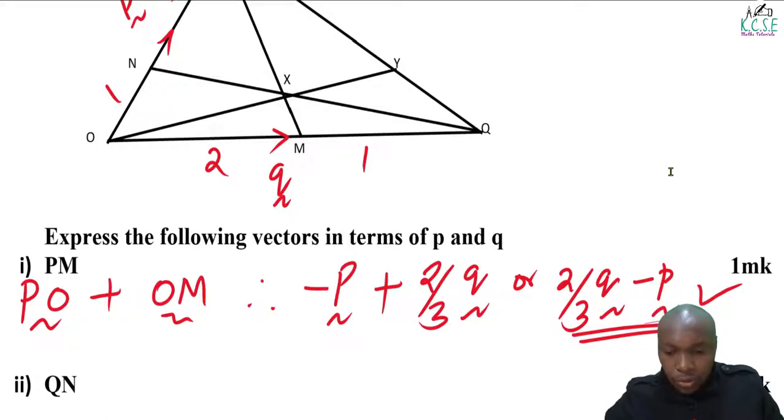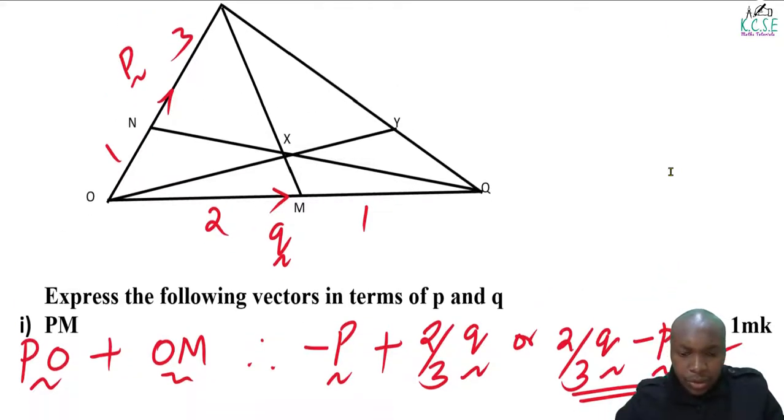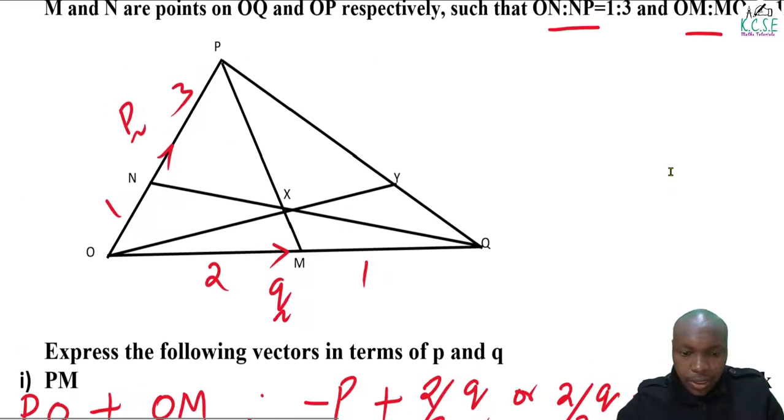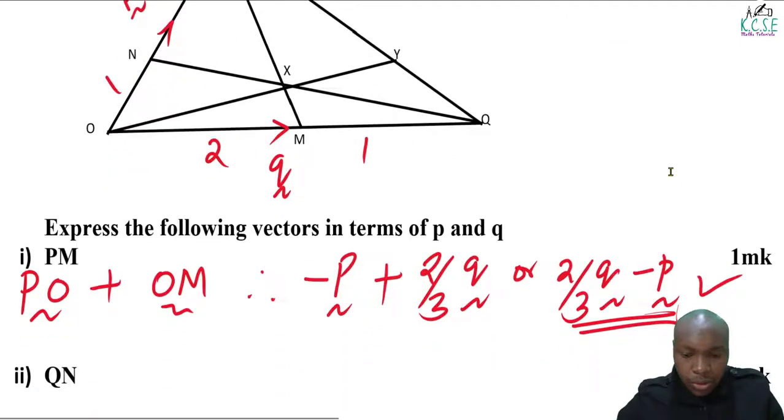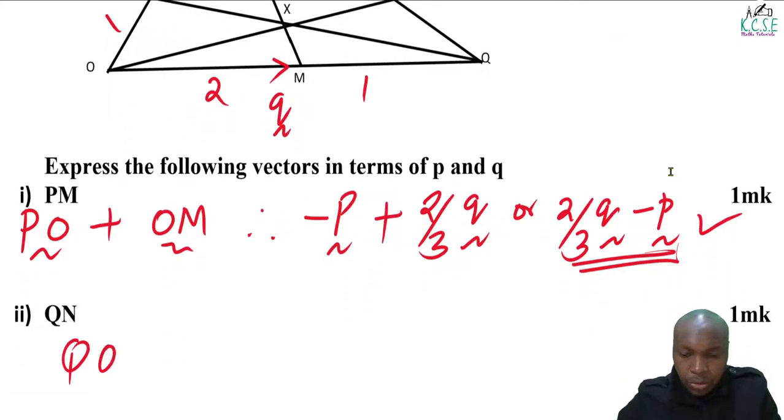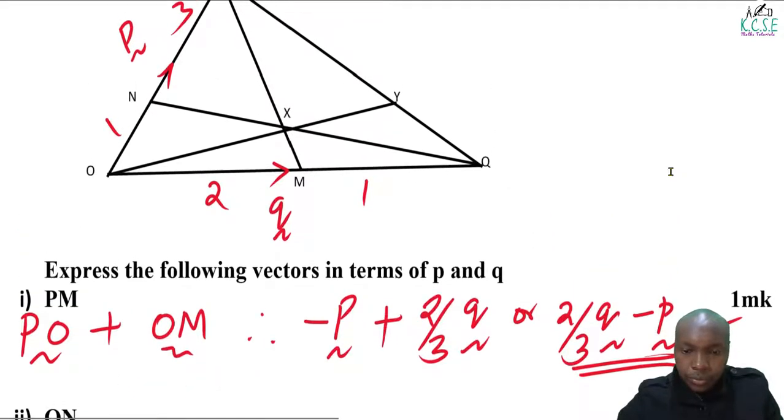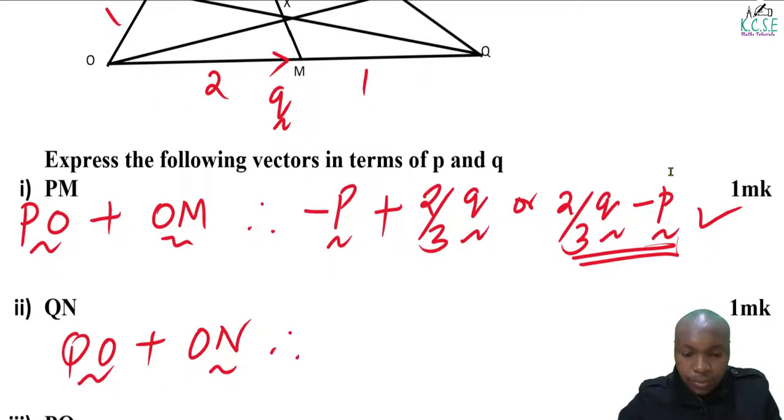Now let's go to QN. So the second one, vector QN. So QN, we find the direction you're going to take from Q to N. So I'll first move from Q to O, then O to N. So that is the direction. So Q to O, as you can see, we are moving in the opposite direction. Since we are given vector OQ as Q, QO will be negative Q.